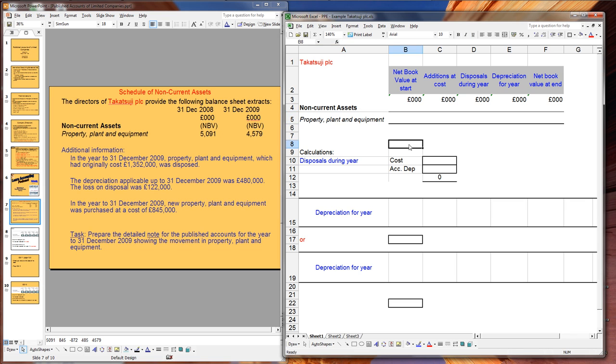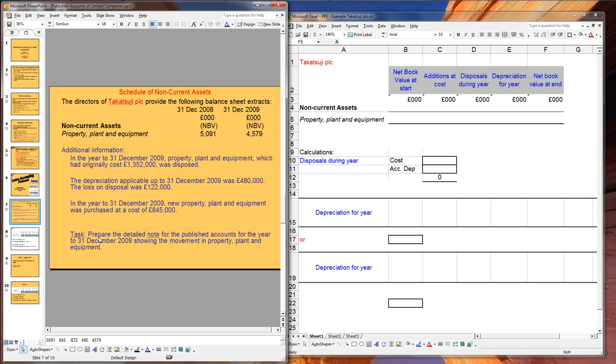So for the layout, I've got a typical presentation in this case. We've got net book value at the start, any additions at cost, disposals during the year, and I'll mention whether that is cost or NBV, depreciation for the year, and net book value at the end. So this kind of question, without it saying, has a kind of hidden question in terms of what you're finding out.